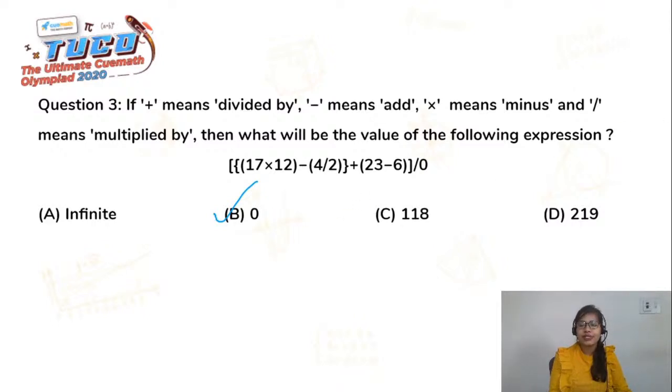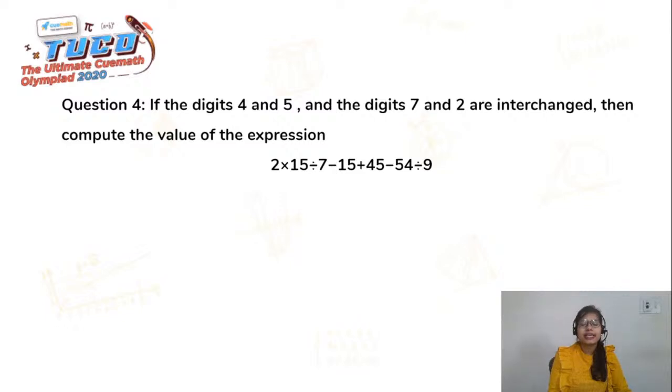Okay, so here goes our next question. Everybody, please have a look. Yes, so if the digits 4 and 5 and the digits 7 and 2 are interchanged, then compute the value of the expression. All right, let's see who gives the right answer to this question. Let me quickly display the options as well. Here goes your options. Okay, so let me also start solving it.